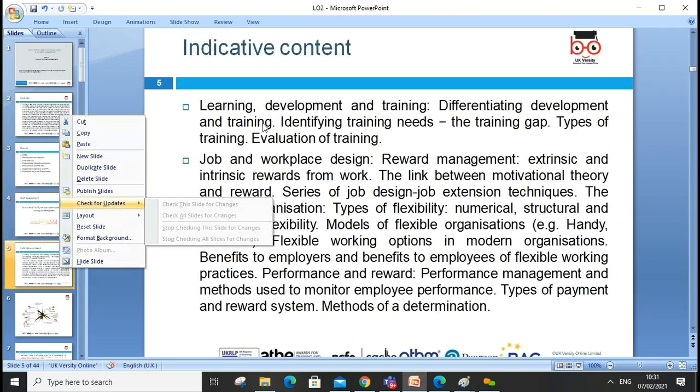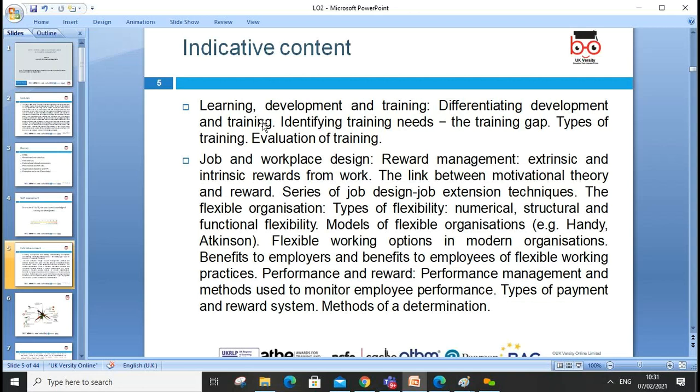Okay guys, today's lesson will go through what is training, what is development, differentiating development and training, identifying the needs of training, training gaps, how we can fill them, job and work design, workplace design, reward management, extrinsic, intrinsic, motivational theories and reward, job design, extensions, types of flexibility, numerical, structural flexibility, models of flexibility in organization. Handy and Atkinson, we will go through the flexible working options that can be in our organization.